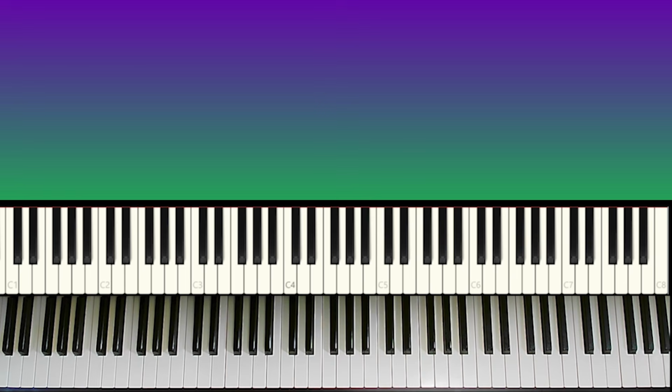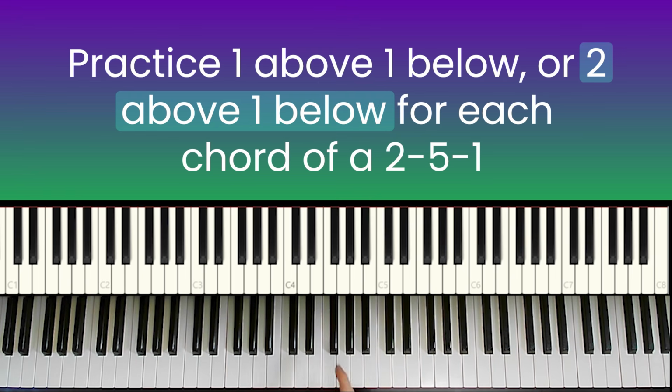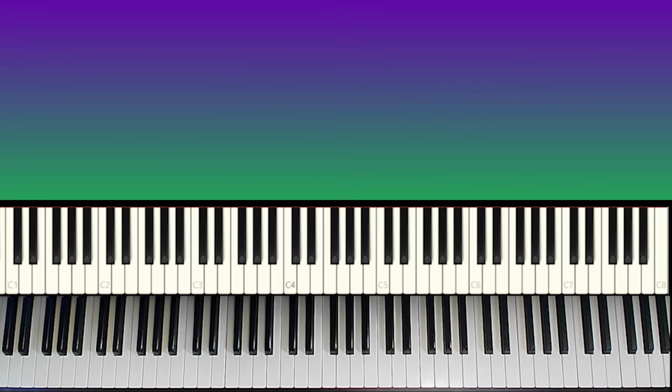Okay, so if you do a 2-5-1, first thing is I would practice 1 above, 1 below target note, or 2 above, 1 below target note to outline the first, third, fifth, or seventh of your seventh chords on a 2-5-1. So for G minor, let's do 2 above, 1 below. Right, so this is a really nice enclosure pattern exercise.